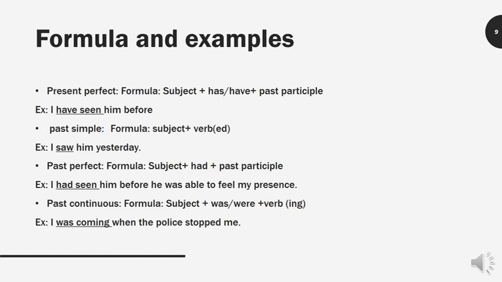Finally, past continuous. The formula, as you know, would be subject plus was or were plus a verb in ing, always. So, was for singular, were for plural. I was coming when the police stopped me. I was coming, look, and then it was interrupted by the police stopping me.